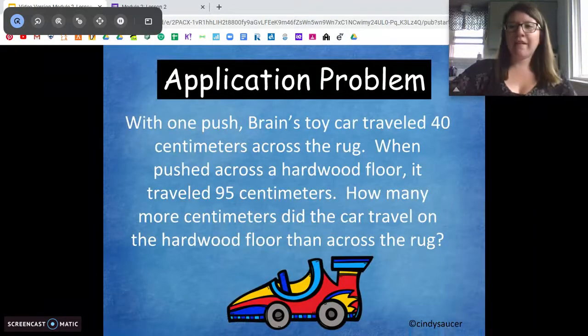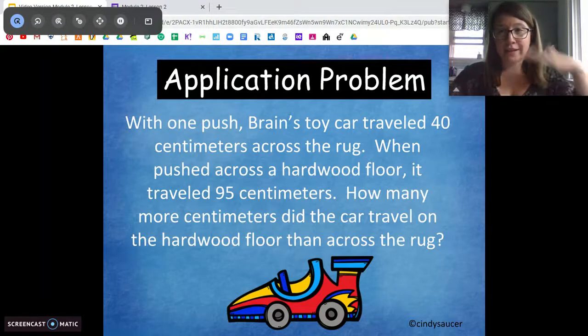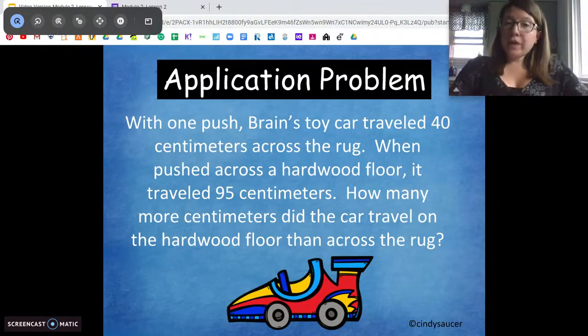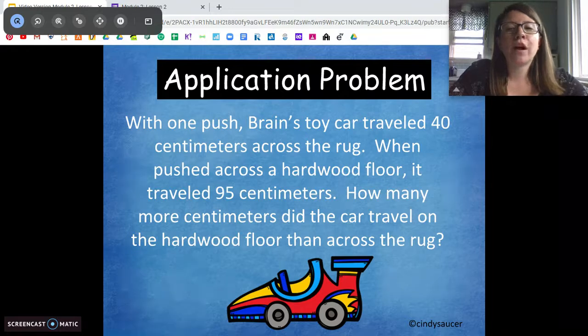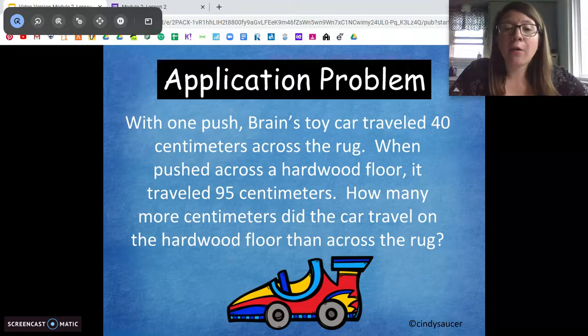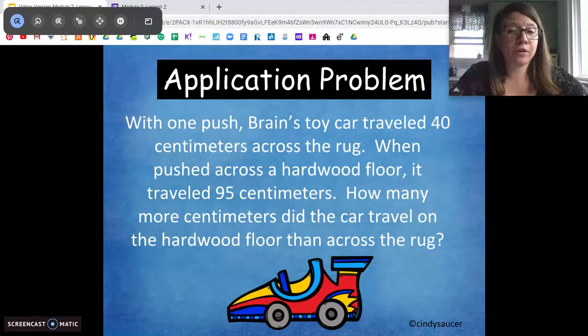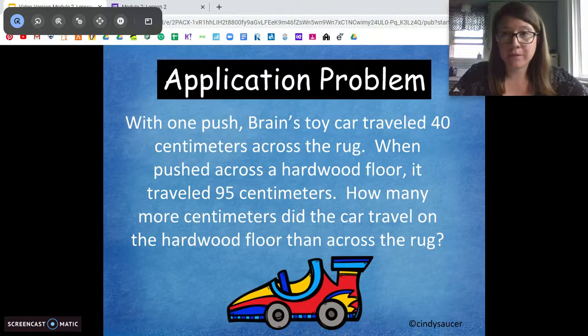Good. All right, let's do our word problem for today. I'll read it to you, and then we're going to take it step by step. With one push, Brian's toy car traveled 40 centimeters across the rug. When pushed across a hardwood floor, it traveled 95 centimeters. How many more centimeters did the car travel on the hardwood floor than across the rug?